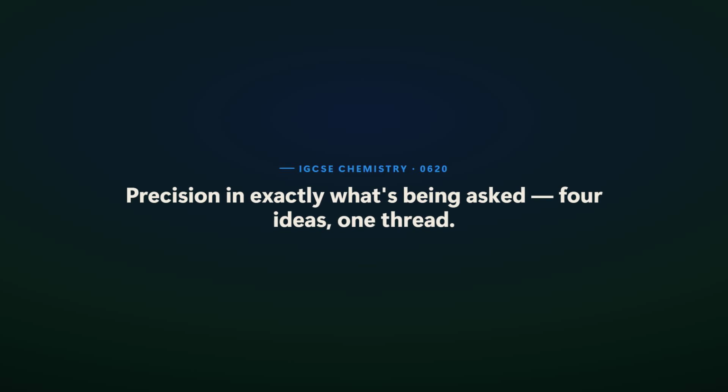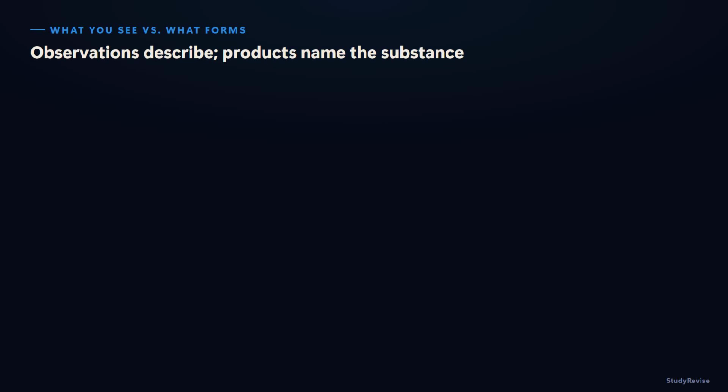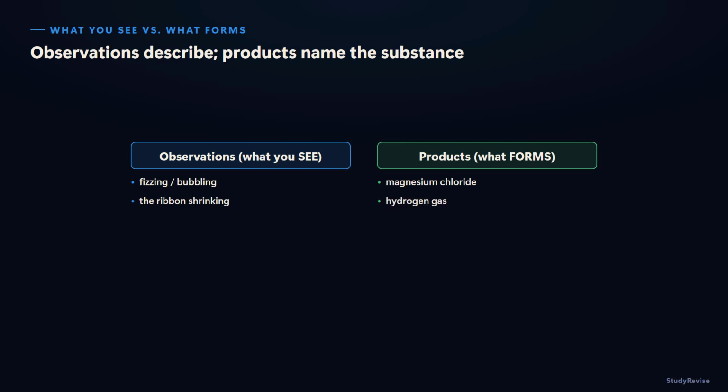Let's start with a distinction that sounds obvious until you're actually in the exam. Observations and products. If a question asks what you would observe, what you'd actually see, hear, or feel, the answer is bubbles, a color change, a temperature change, a solid disappearing, a precipitate forming, not the name of a chemical. Take magnesium reacting with hydrochloric acid. The observation is fizzing and the magnesium ribbon getting smaller.